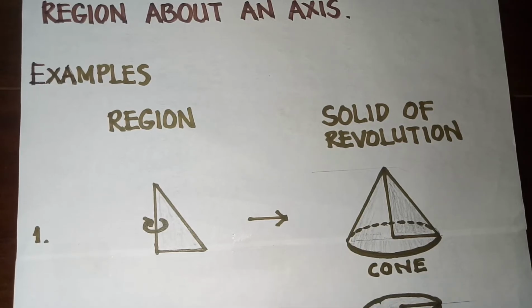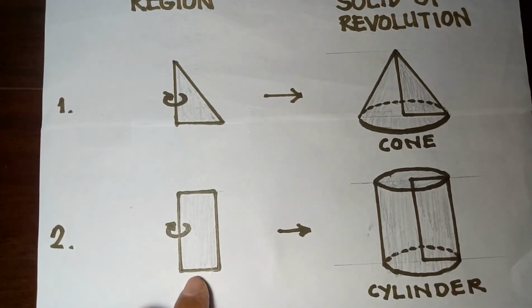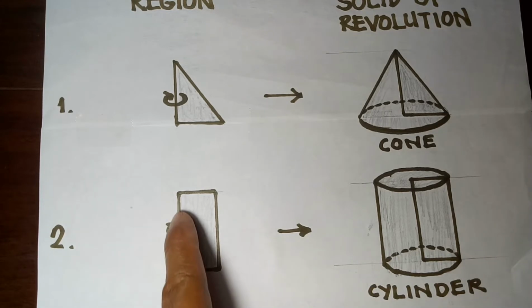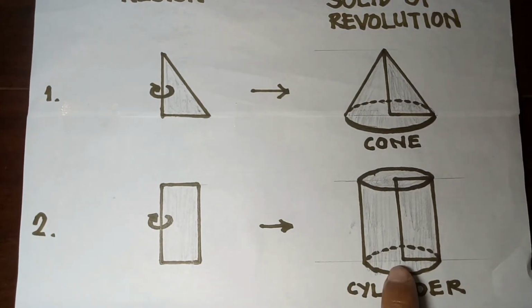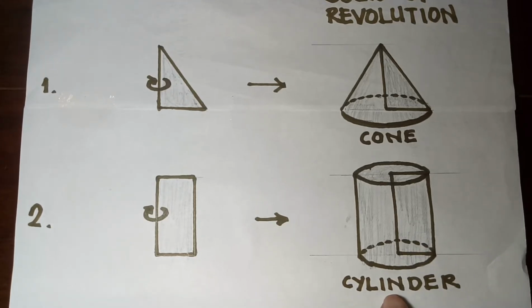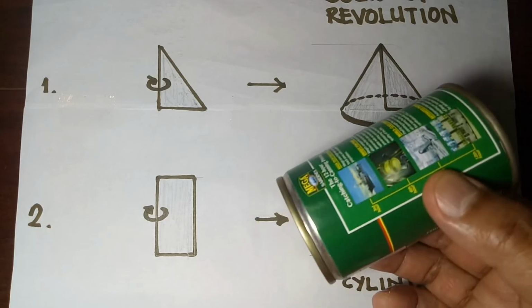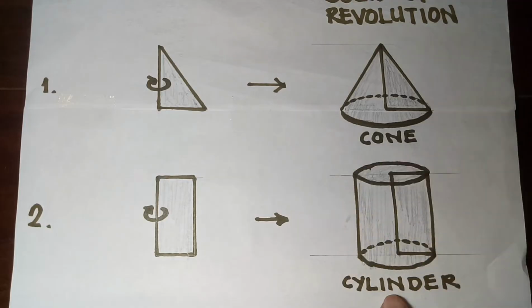Okay, next, number 2. This time, the plane area is a rectangle. If we are going to rotate the rectangle about its altitude, no? So this is the solid to be generated by the plane area. So ang tawag natin dyan ay cylinder. So halimbawa ng cylinder ay ito, yung lata. O tawag natin dyan ay cylinder.